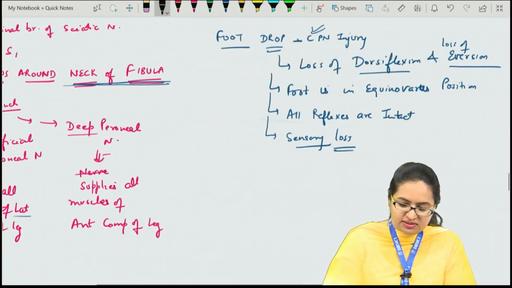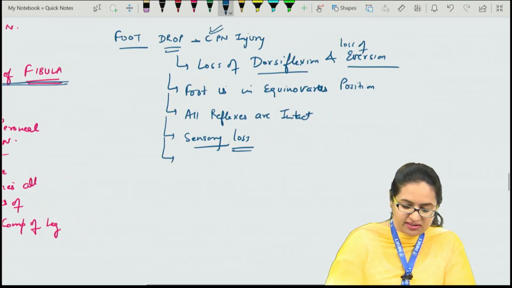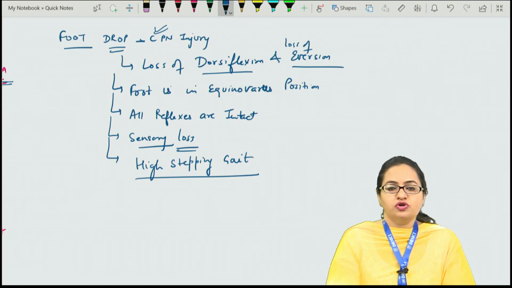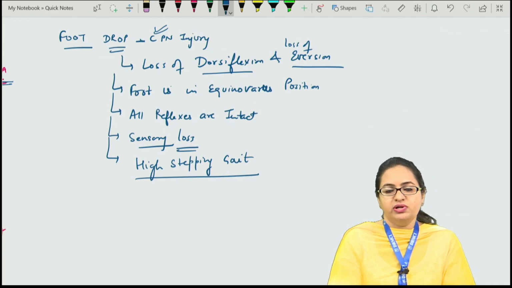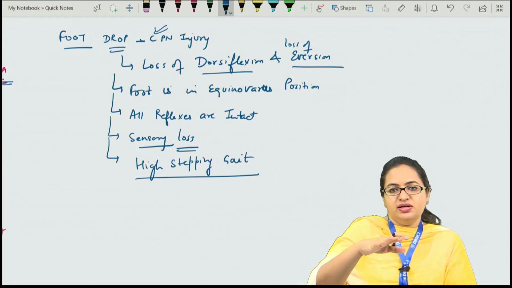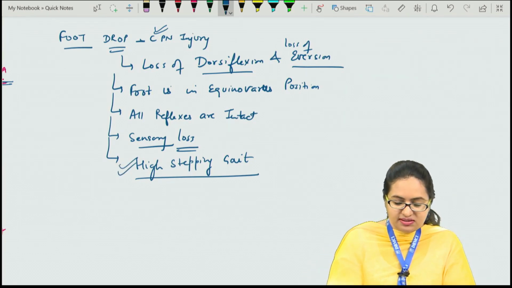Now apart from these characteristics, the gait of the person is also affected, and there will be a high steppage gait. The high stepping gait will be there because of the foot drop. When such a person tries to walk, the foot or the toes lag behind, and the person has to lift his foot or leg so that he can move forwards. That is why we use the term high stepping gait.